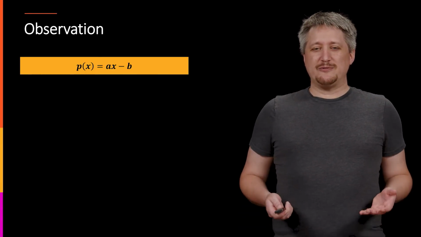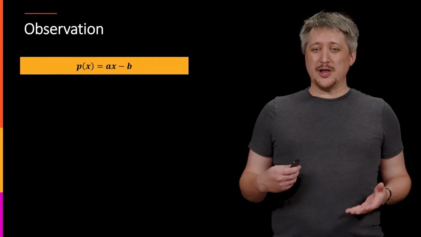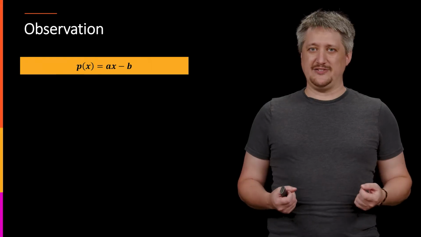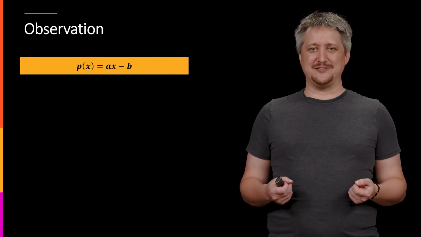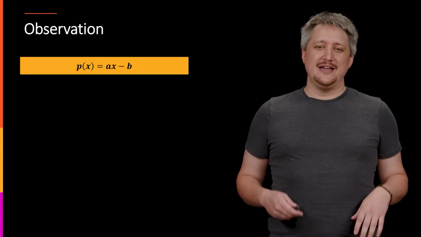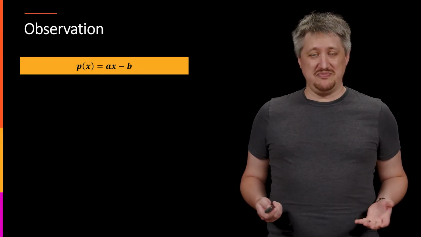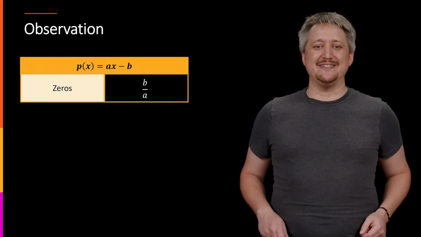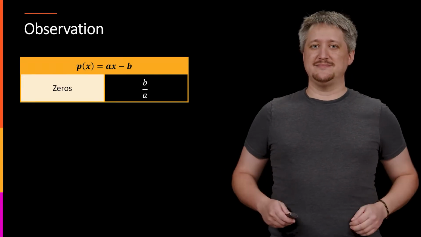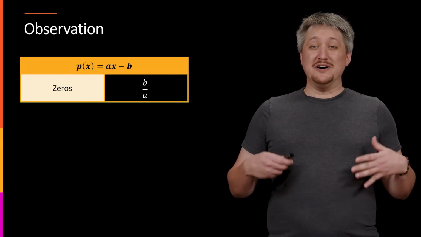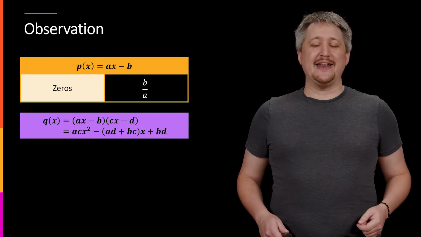So before we dive into it, a couple observations are helpful. If we have a very basic polynomial, almost as basic as can be, a nice line, ax minus b, well, finding the zeros for this is nicely straightforward. Set it equal to 0, move the b over, we get that the 0 is b over a.